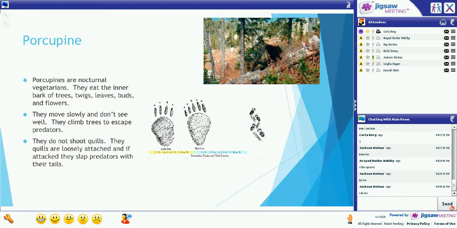Porcupines are nocturnal vegetarians that eat the inner bark of trees, twigs, leaves, buds, and flowers. They move slowly and don't see well. They climb trees to escape predators. They do not shoot quills. The quills are loosely attached, and they attack predators with their tails.